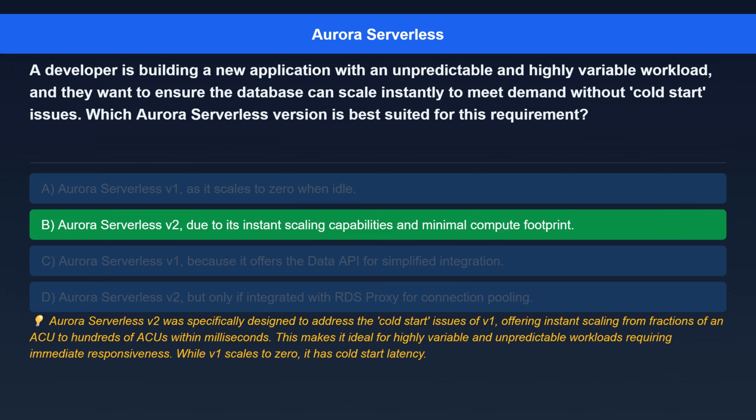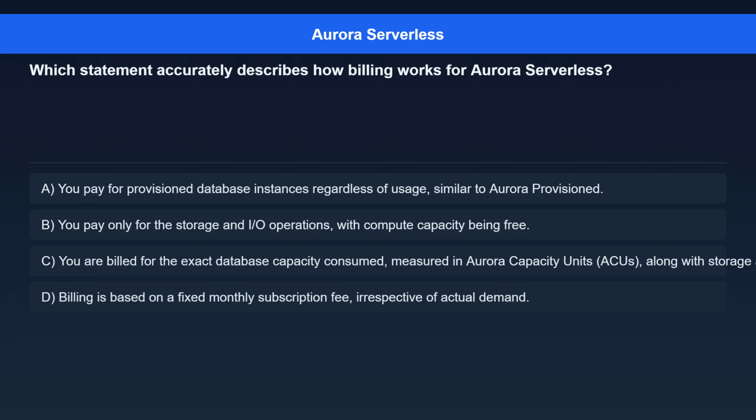Question 2. Which statement accurately describes how billing works for Aurora Serverless? Option A. You pay for provisioned database instances regardless of usage, similar to Aurora Provisioned. Option B. You pay only for the storage and I/O operations, with compute capacity being free. Option C. You are billed for the exact database capacity consumed, measured in Aurora Capacity Units, ACUs, along with storage and I/O. Option D. Billing is based on a fixed monthly subscription fee, irrespective of actual demand.